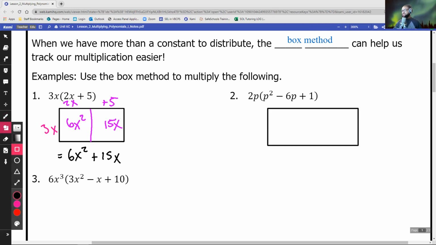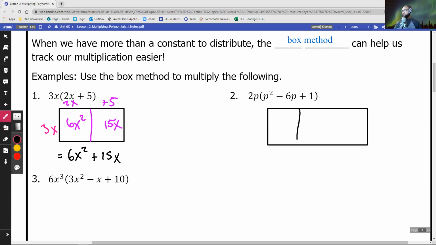We start off with our box. This one's going to be a little bit longer because we have more terms. We've got 3 terms in here. A line there, a line there. Like usual, we start off with our monomial on the side, 2p. And then we have our trinomial on the top, separated: p squared in this first one, then negative 6p. Remember, we keep those signs with them, especially if they're minus signs. Those minus signs need to tag along. Negative 6p, and then a plus 1. So on the top, we've got p squared minus 6p plus 1.